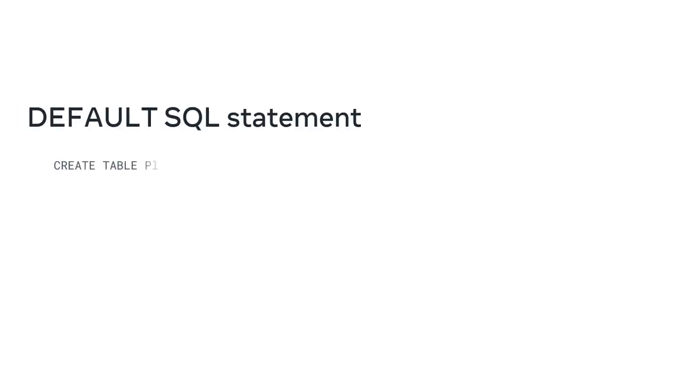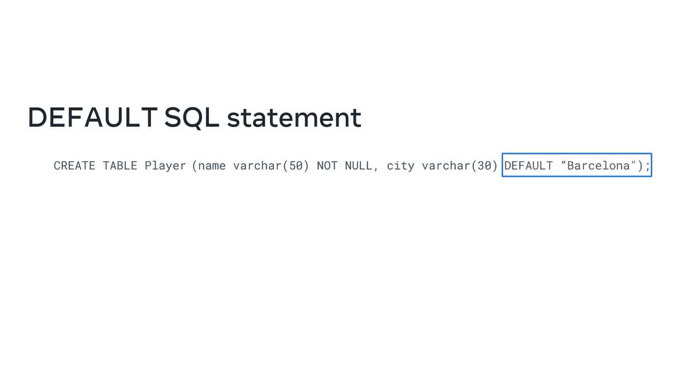First, I use the create table commands to create a table, and then call it player. Then within a pair of parentheses, I input the column names, assign a string data type for each, and assign a constraint of not null for the name column. Finally, I add the default keyword statement, followed by the default value Barcelona for the city column.